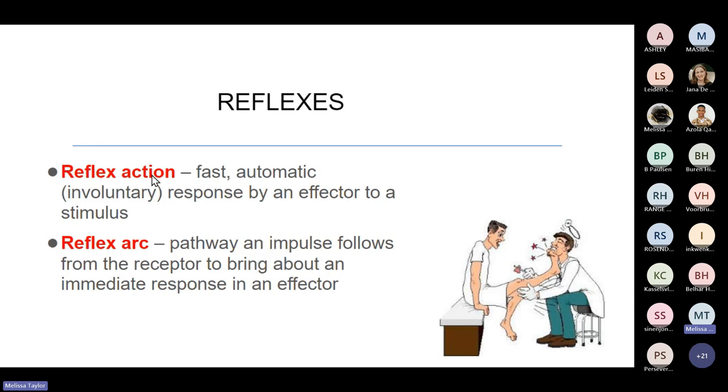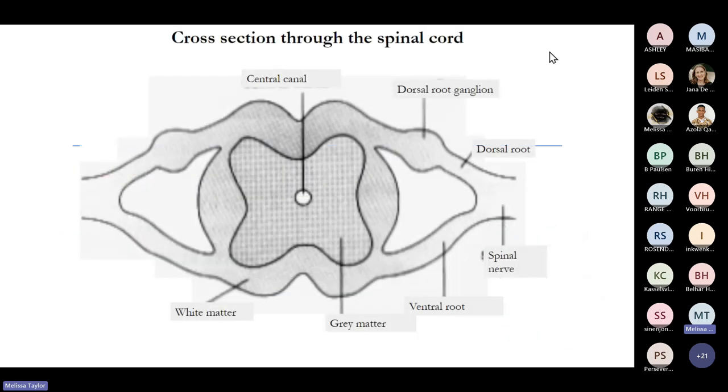But a reflex action is about the action. It's about the doing. So it's a fast, automatic response, or you could have said involuntary response, by an effector to a stimulus. And these are two definitions you need to be very clear on and know. Okay, so when we have a look at a reflex, we're going to just quickly go through this. There are different kinds of zones. We don't worry about the white and the gray matter anymore. This is the central canal where the cerebrospinal fluid will be, but this is the important part.